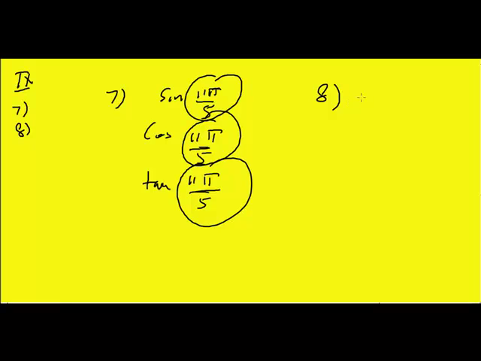Alright, here we go. 8. 8 is 405 degrees. Okay, first of all, if you subtract 360, how much do I have left over? That means it will go around the circle once and then it will land right there. Can you find sine, cosine, and tangent of 45 degrees? Yep. Okay, we'll move on then.